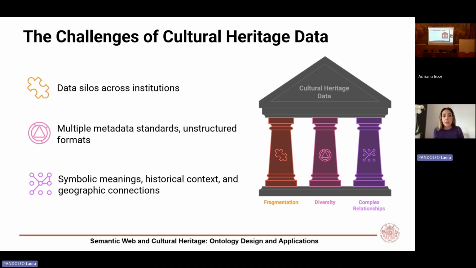Then, each institution may use its own standards and metadata to describe their collections, and some data might be, for example, unstructured, which complicates linking or querying data across platforms. Finally, it's well known that cultural heritage data often involves symbolic meanings, historical context, and geographical connections.